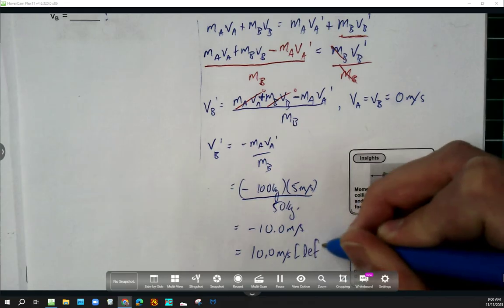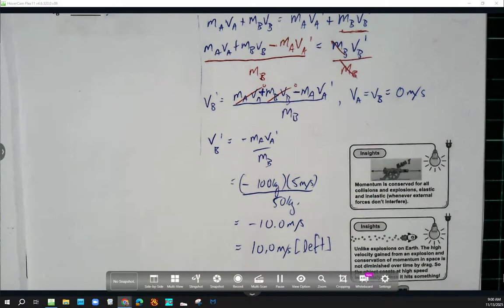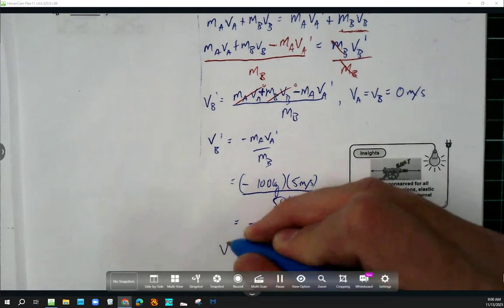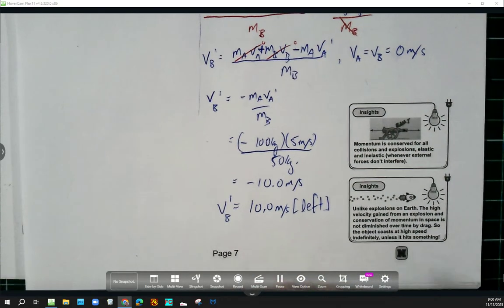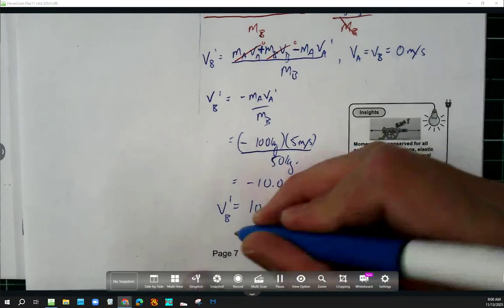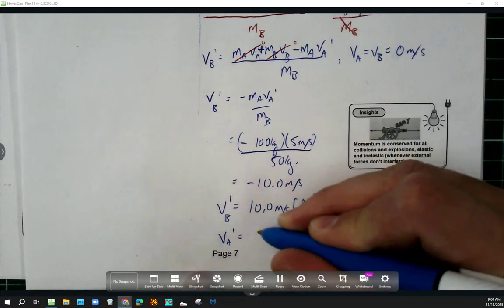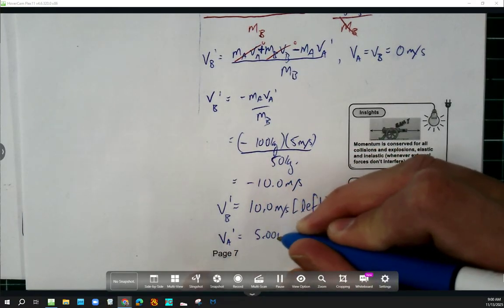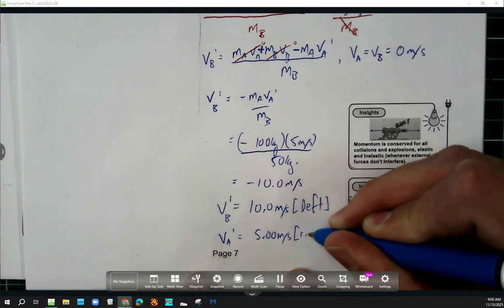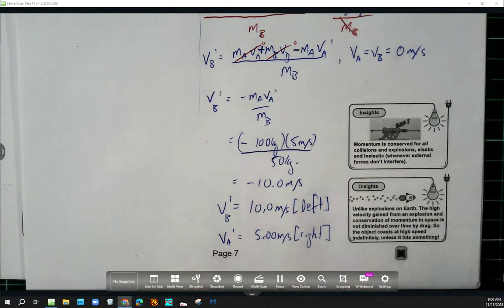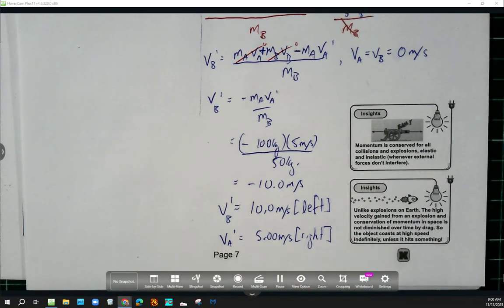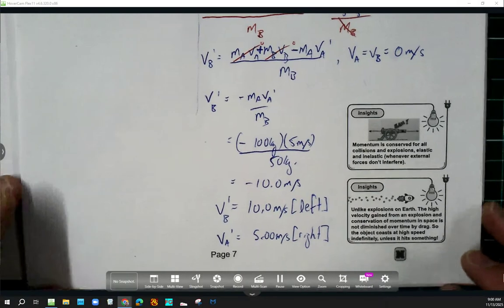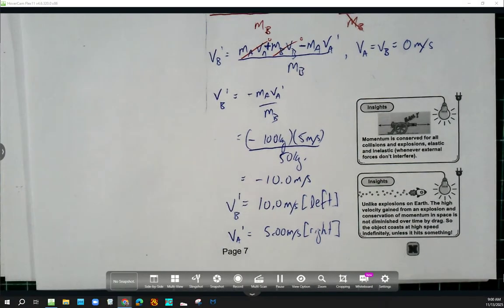Which is, I think, exactly what we were kind of predicting, was that this person, VB, is going to blast off at a speed of 10 meters per second, or sorry, at a higher speed than VA primed, which was 5.00 meters per second to the right. Now, it happens to be double, but remember, the reason that there's that 1-to-2 ratio is because their masses were 1-to-2. Okay, so that's just kind of a pattern that's popping up. That might not be as apparent if the ratios of masses aren't quite the same.